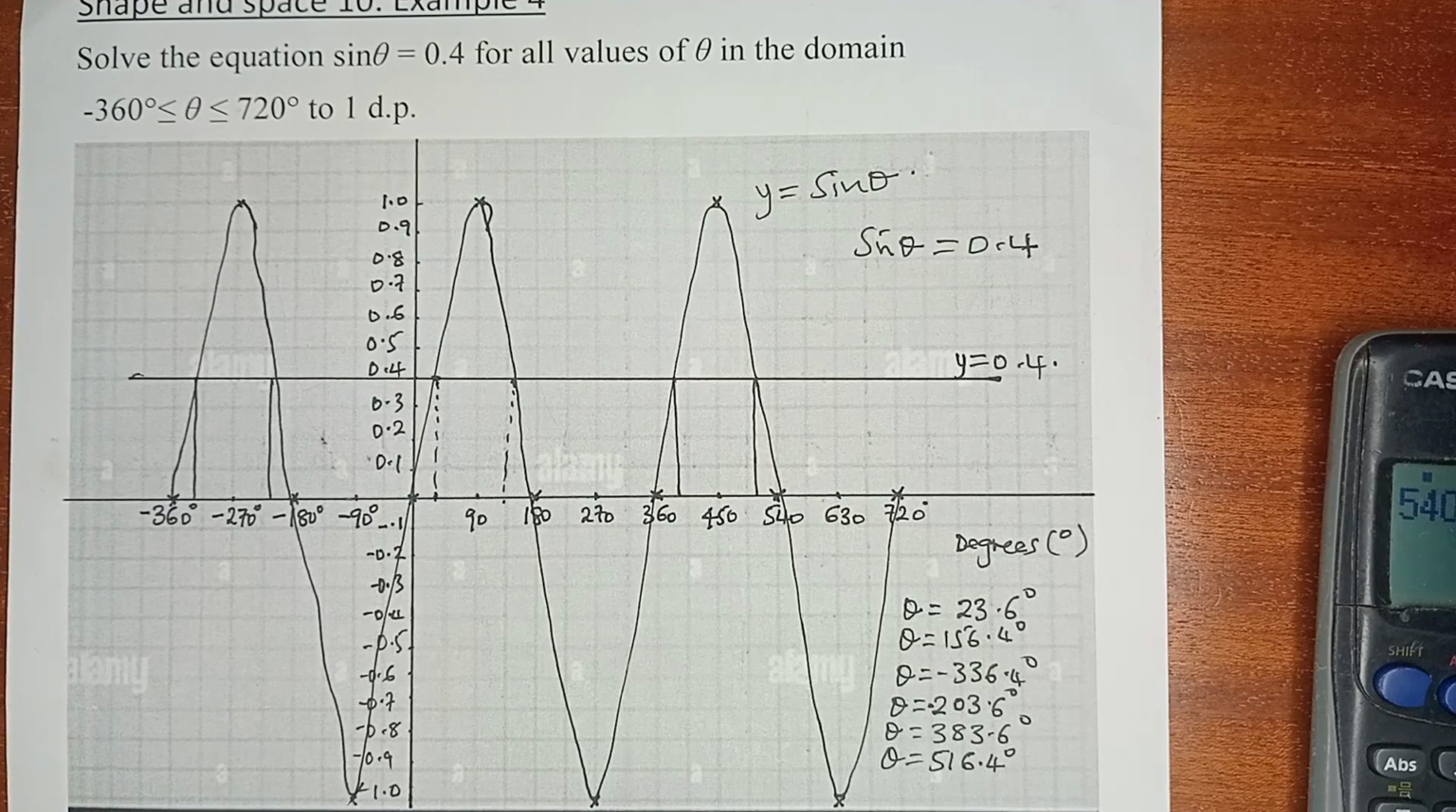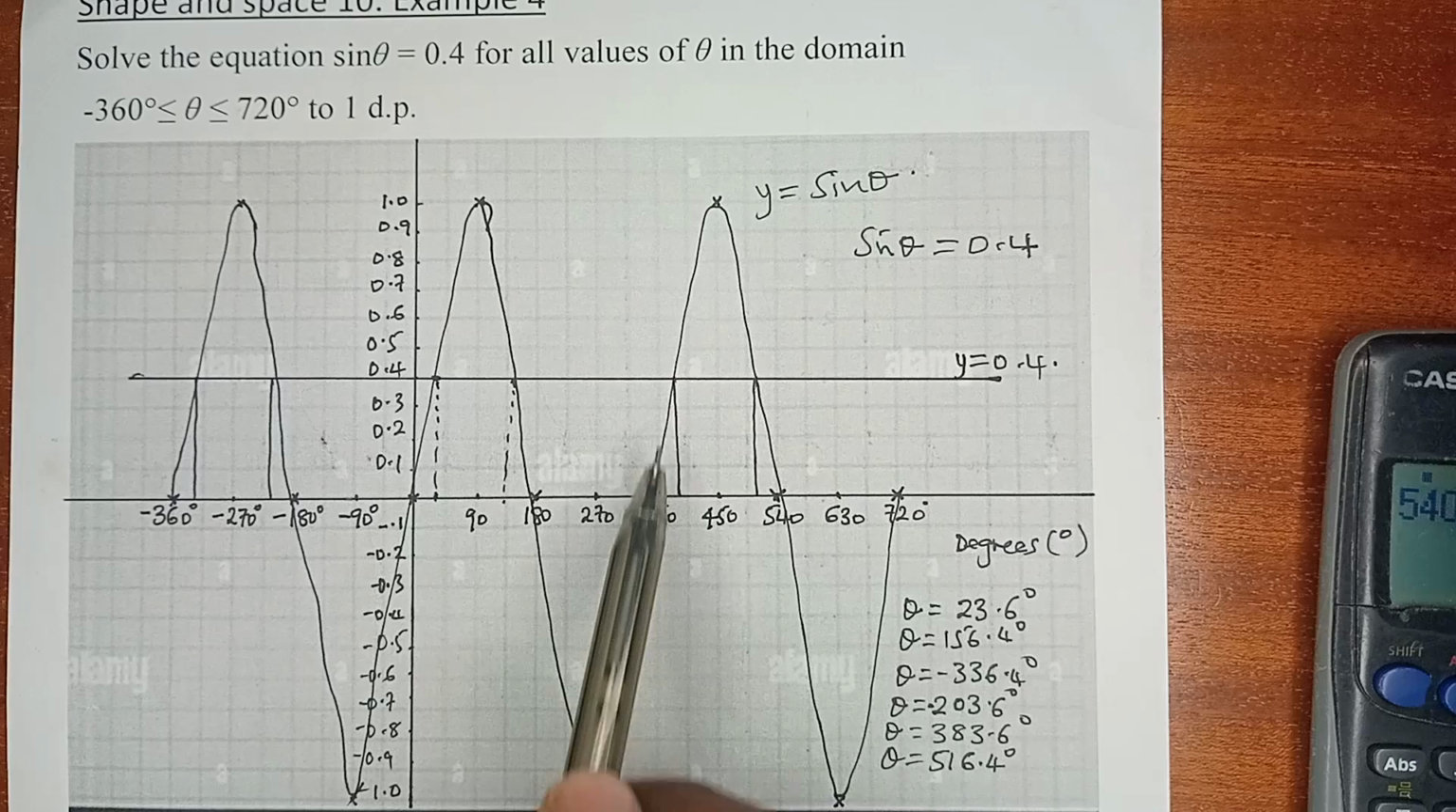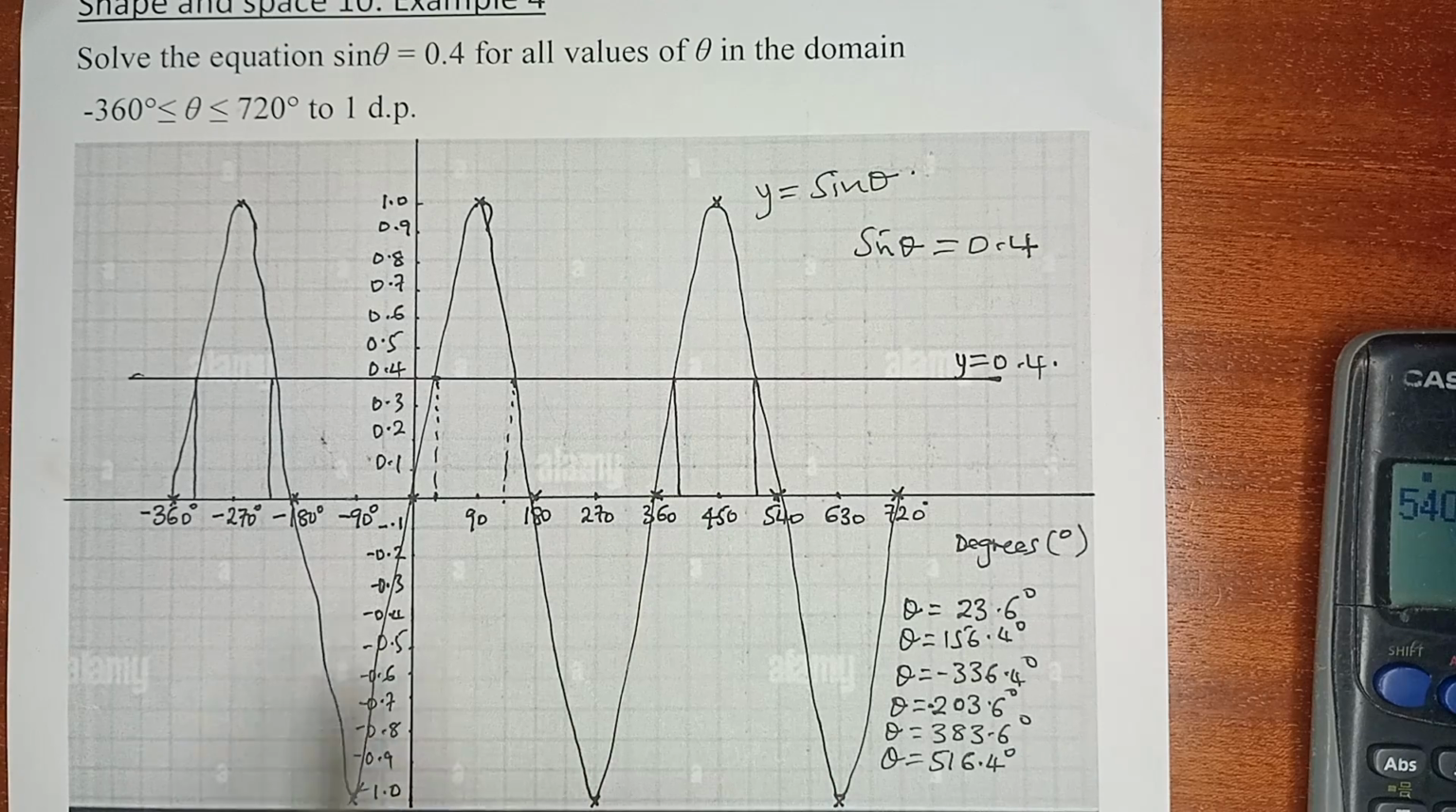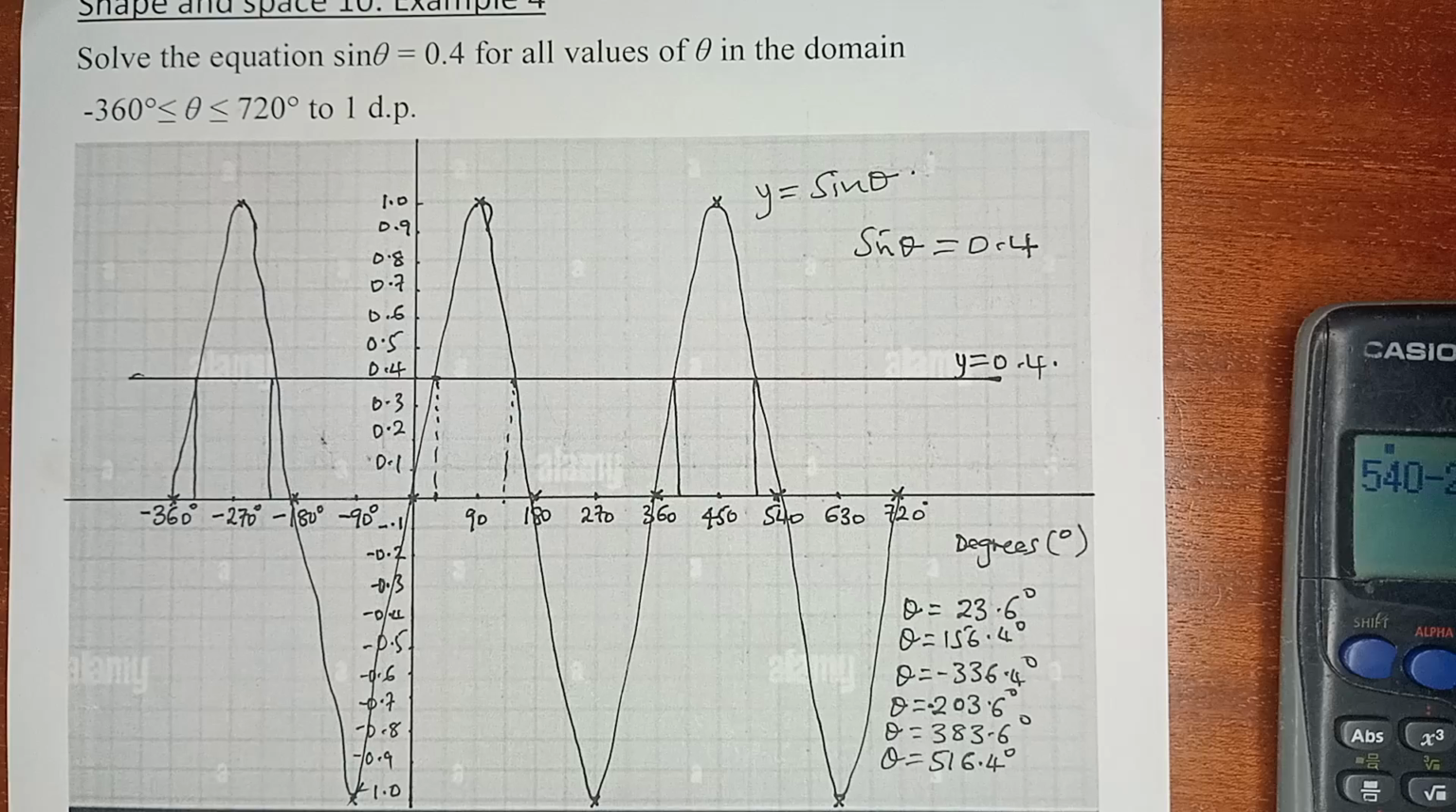Remember, we are highlighting the points of intersection which give us the solutions. You can read directly from the graph, though from the graph you will not get very accurate answers. So the graph plus the calculator will assist you to know exactly those answers to one decimal place.